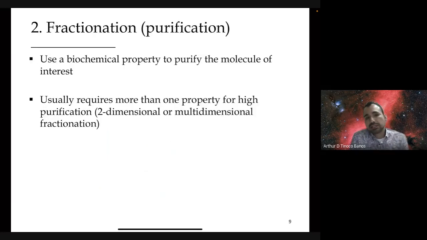All right, so then the next thing is considering the fractionation process, the purification process. Here you take advantage of biochemical properties to purify the molecule or species of interest. And oftentimes, when you're dealing with something that's coming from living tissue or living cells, you're talking about what are known as complex samples, right? So when you're dealing with that, it is very important to consider the use of more than one technique. To obtain as high a purity as possible, it's essential to consider potentially a two-dimensional or even a multi-dimensional fractionation process.